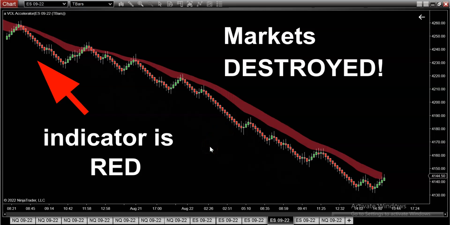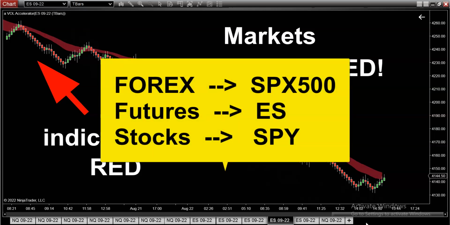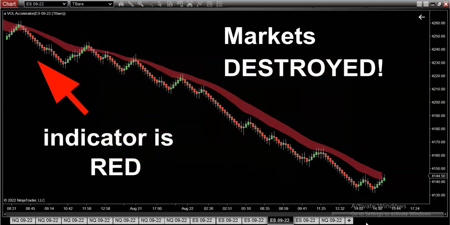Now, speaking of, what you're seeing on the screen right now, folks, is today's price action of the S&P 500. And as you guys know, the S&P 500 is the global benchmark. All right, this is probably the number one or number two most actively traded symbol in the universe, and you can trade the S&P 500 on any asset class: Forex, futures, or stocks.